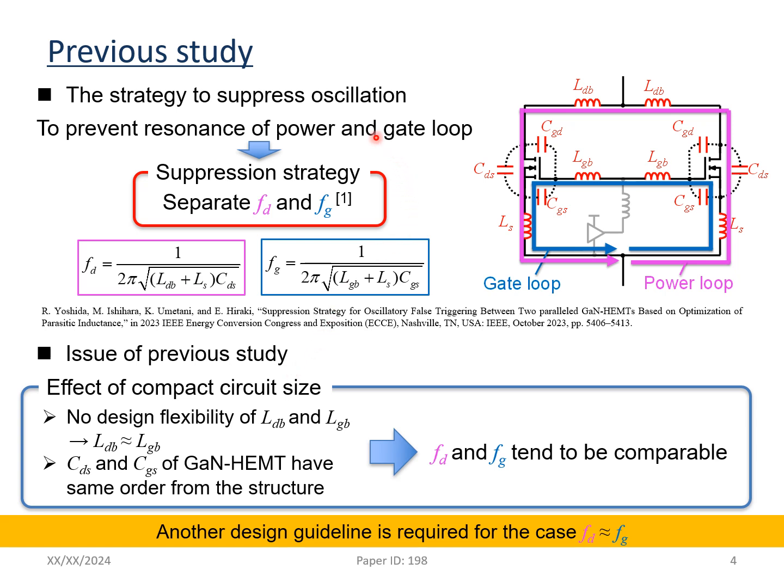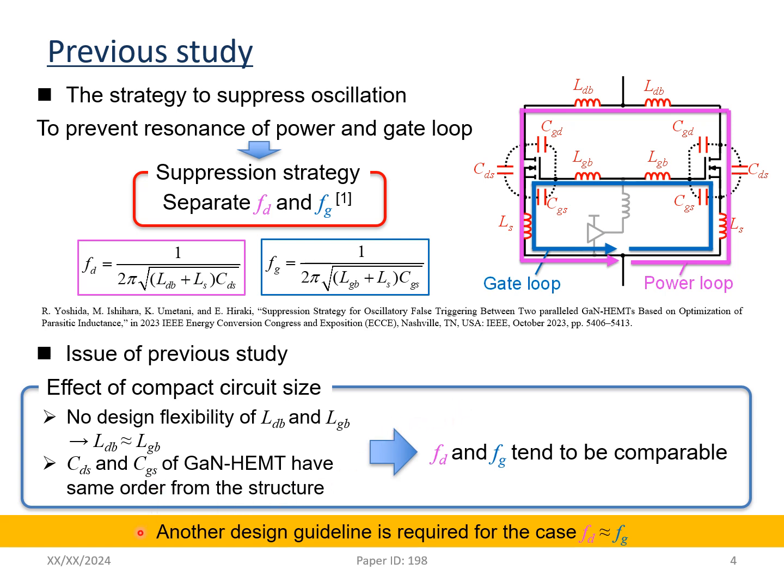To suppress this parallel oscillation, the previous study proposed a method to separate the power loop frequency and gate loop frequency. However, this suppression strategy also has problems. If the circuit size is very small, the power loop parasitic inductance and gate loop parasitic inductance are also close, and the CDS and CGS of GaN-HEMTs are of the same order because of the GaN-HEMT structure. So the power loop frequency and gate loop frequency tend to be comparable.